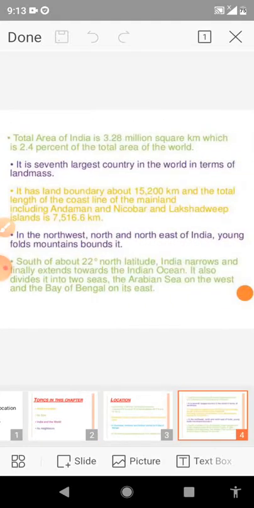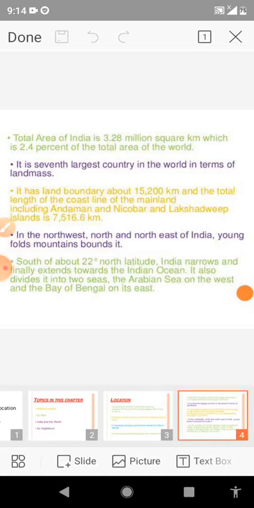After that, we'll discuss the total area of our country. We can say the total area of our country is 32,87,263 square kilometer, or simply 3.28 million square kilometer. This constitutes only 2.4% of the total area of the world. Our country is the seventh largest country in the world, and the total coastline of our country is about 7,516.6 kilometer. This also includes the coastline of the island groups.